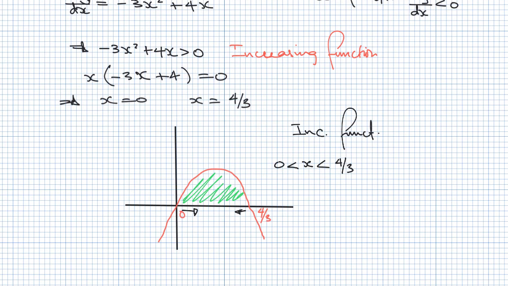For a decreasing function now, obviously the decreasing part of the curve is on the outside here, because decreasing function means below the x-axis. So it's outside here and outside here, which means that you're looking for values greater than 4/3 and less than 0. So for a decreasing function, the range of values of x we're looking for now must be greater than 4/3 and less than 0.